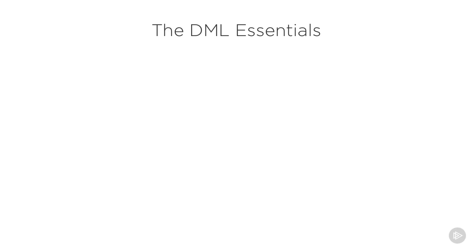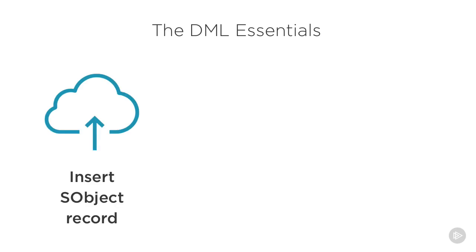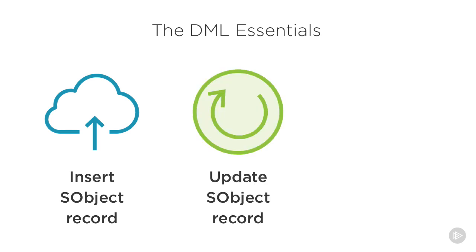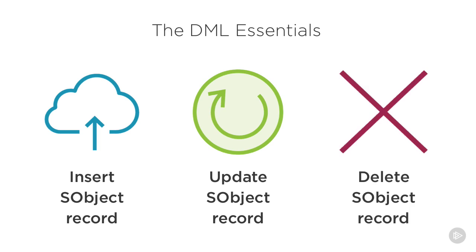There are three types of DML you'll be using often. The first is DML to create a new SObject record. The record can be of any type: account, contact, or even a custom object. The next is DML to update an existing SObject record. And the final is to delete an existing SObject record.